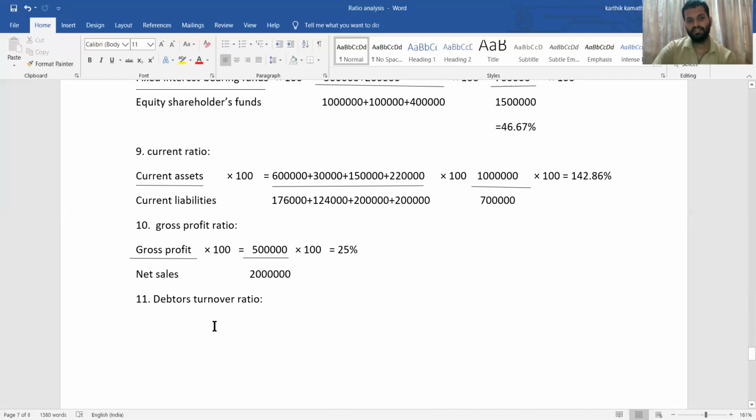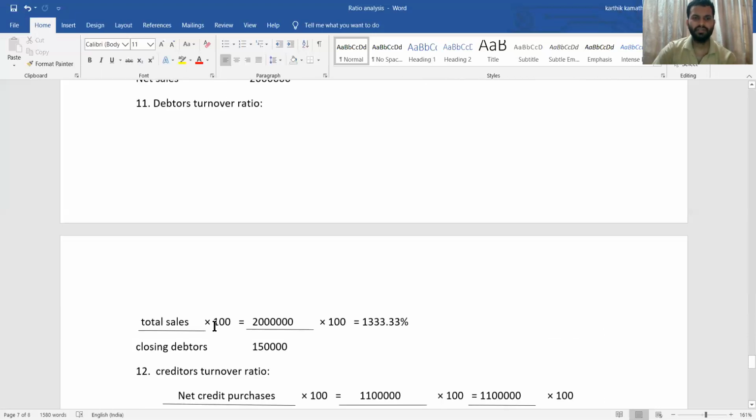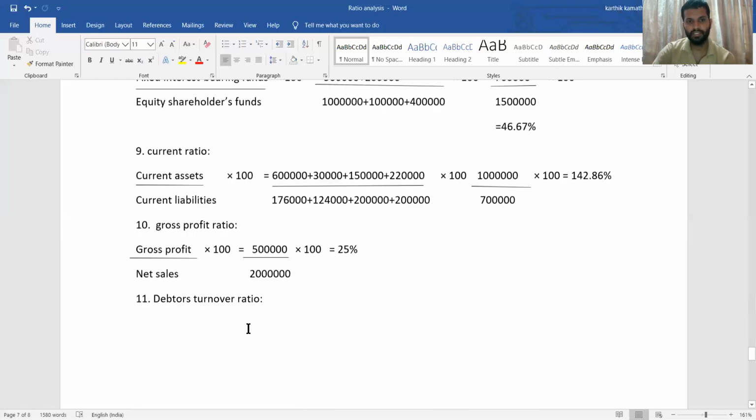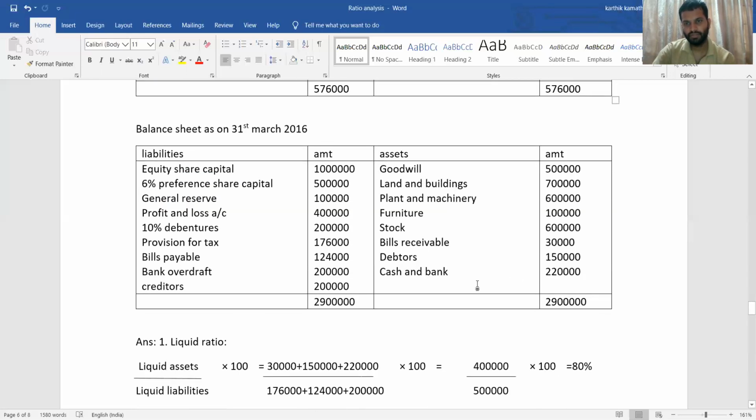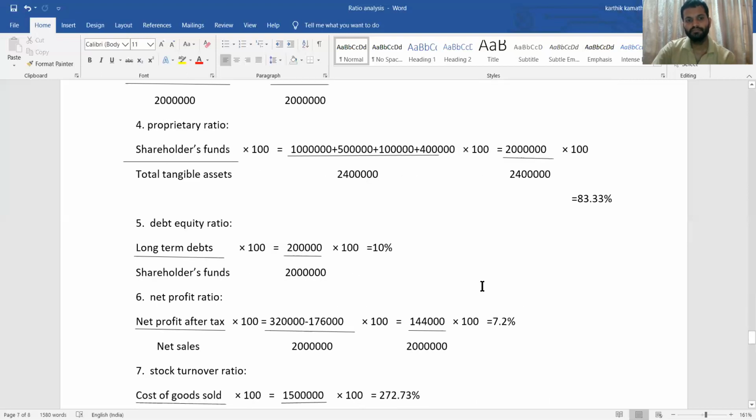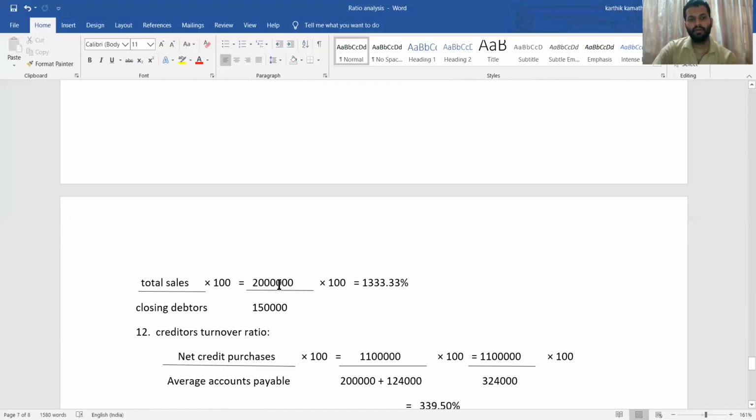Next, 11th one is debtors turnover ratio. Debtors turnover ratio is net credit sales divided by average debtors into 100, or else total sales divided by closing debtors into 100. Total sales given in the problem is 20 lakh, and closing debtors is given in the balance sheet, 1,50,000. There is no other information about debtors, so we are applying this formula. 20 lakh divided by 1,50,000 into 100. 1,333.33% will be your answer.